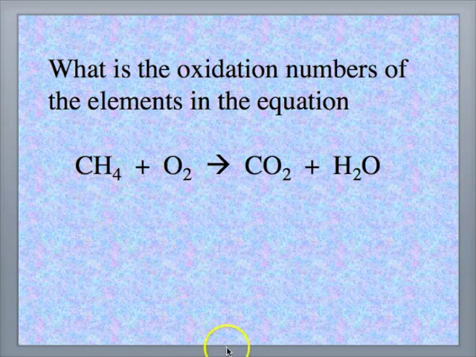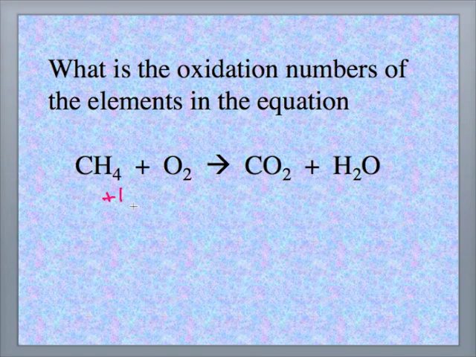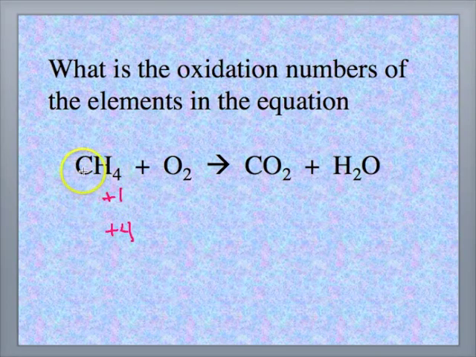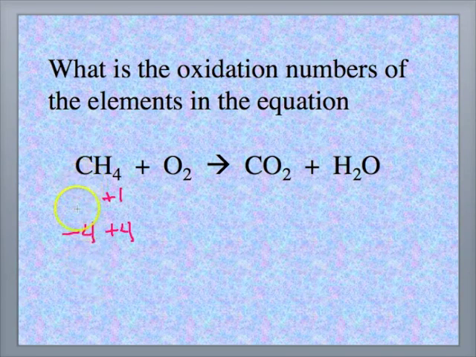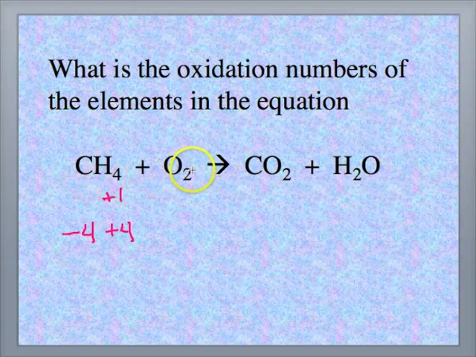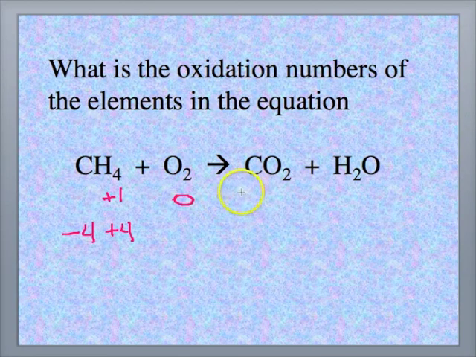We know that hydrogen is going to be a +1. Hydrogen's always +1. It's in group 1. So that's a +4 for the 4 hydrogen. So the oxidation state of carbon here is a -4. Carbon is -4 in methane. The oxidation number of oxygen here is 0 because oxygen is in its elemental state.